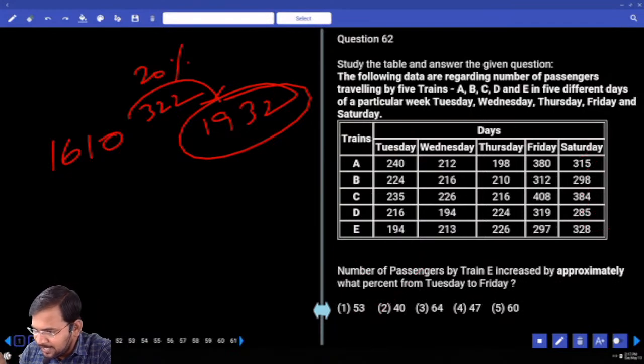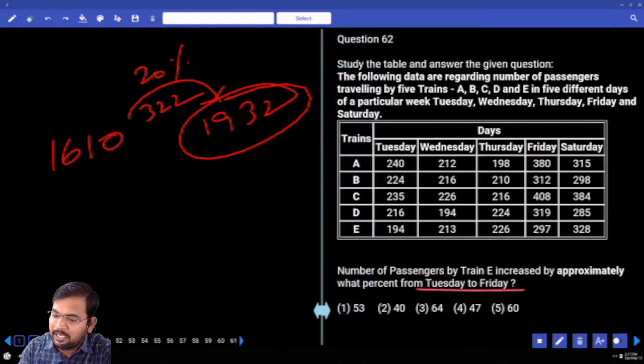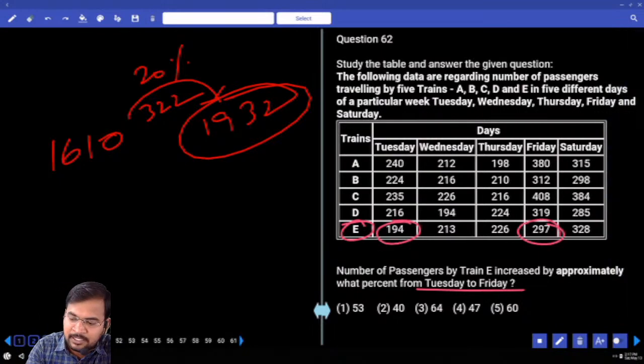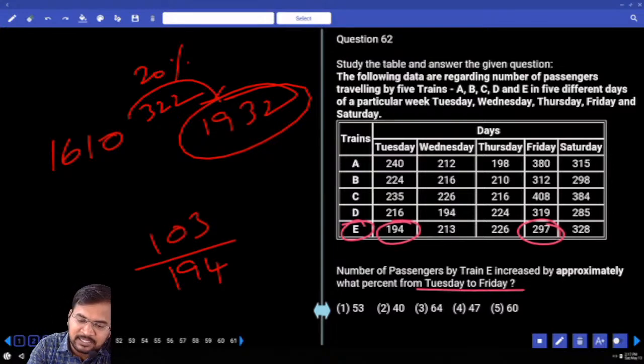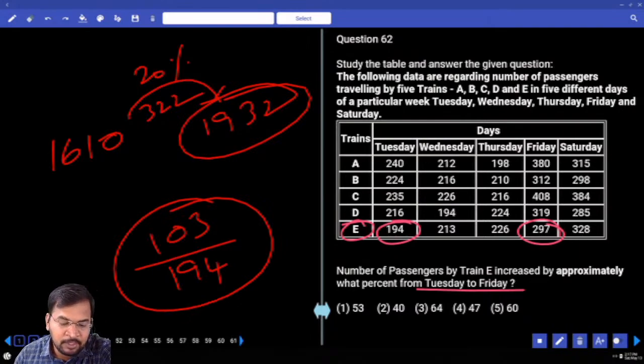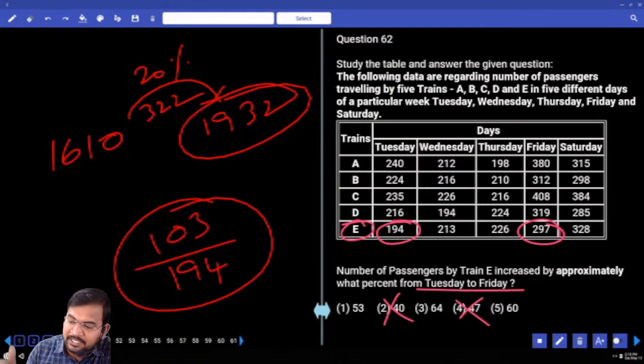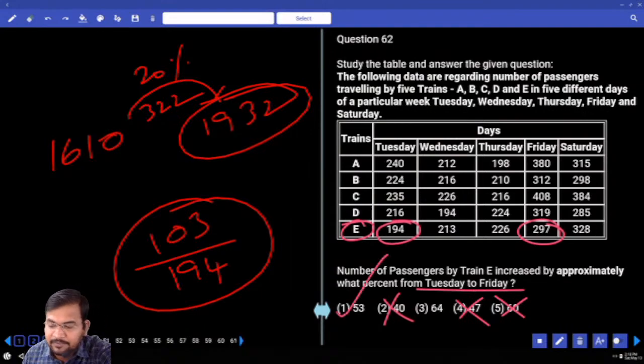The number of passengers by train E increased by approximately what percent from Tuesday to Friday? So E, Tuesday to Friday, how much increases? They compared with 194, how much increases? 103. So 103 is how much percentage of 194? More than 50%. If you take 60%, 19 sixes are 114, it will cross. So our answer is more than 50, very closer to 50.